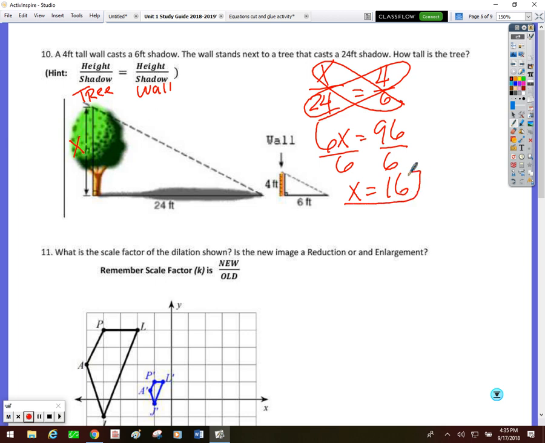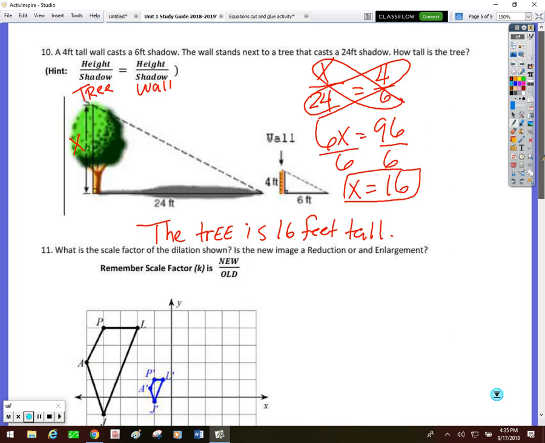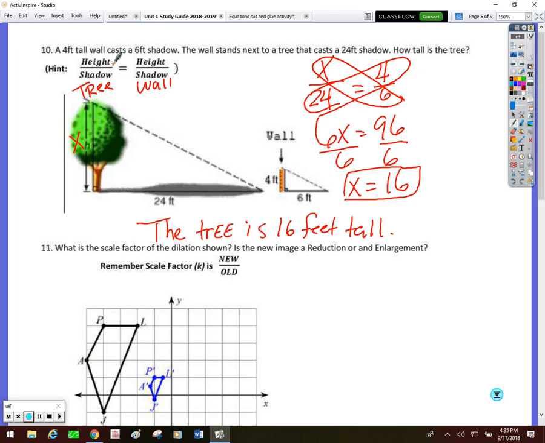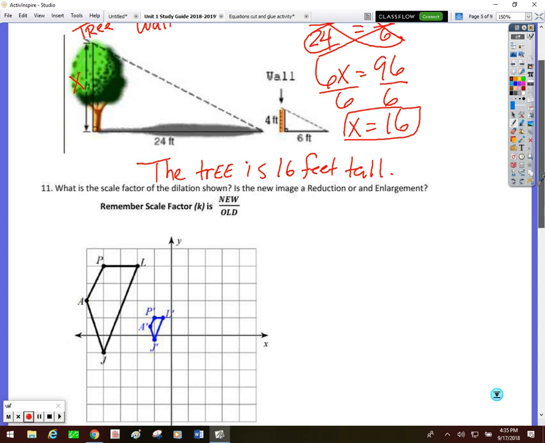This number right here tells me the tree is 16 feet tall. So a tree that is 16 feet tall casts a 24-foot shadow. All right? So just remember, try to keep it consistent. Doesn't matter how you set it up, as long as on the left you set it up the same as on the right, okay?